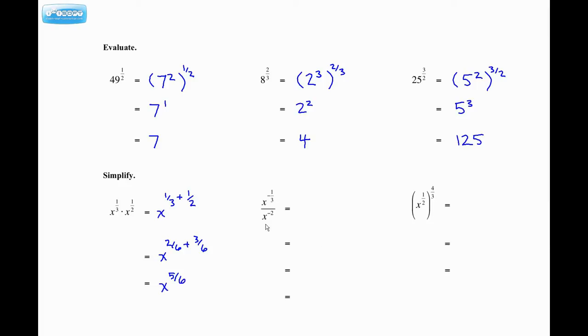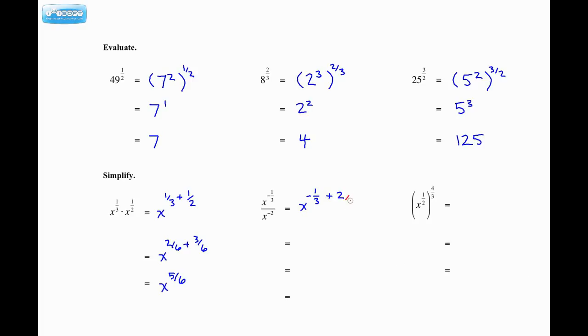Next, we have a division of some powers. The bases are the same, but we get to subtract the exponents. So that would be x to the negative 1/3 minus negative 2. Well, when you're subtracting a negative 2, remember that's the same as plus 2. So I'm still subtracting, but because this is already a minus, I just didn't bother writing minus minus. I just wrote plus.